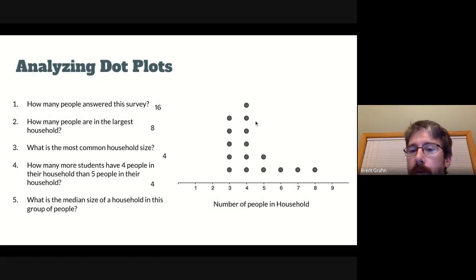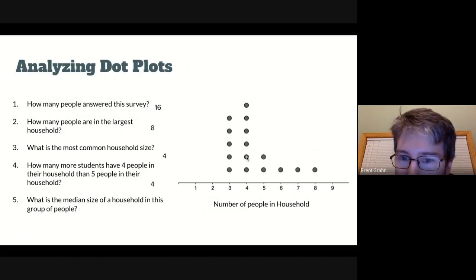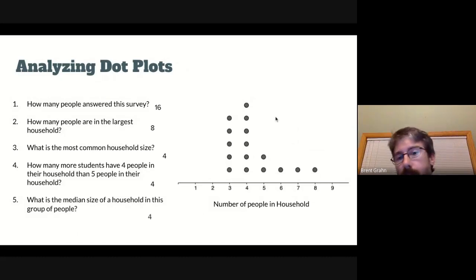Now, I know that I had 16 total values here, right? So the middle of that would be 8, and it would actually be between 8 and 9 because it's an even number. So if I start counting up the dots, 1, 2, 3, 4, 5, 6, 7, 8. The 8th value, if these were in numerical order, would be 4, and the 9th value would also be 4. So the median here is also 4.